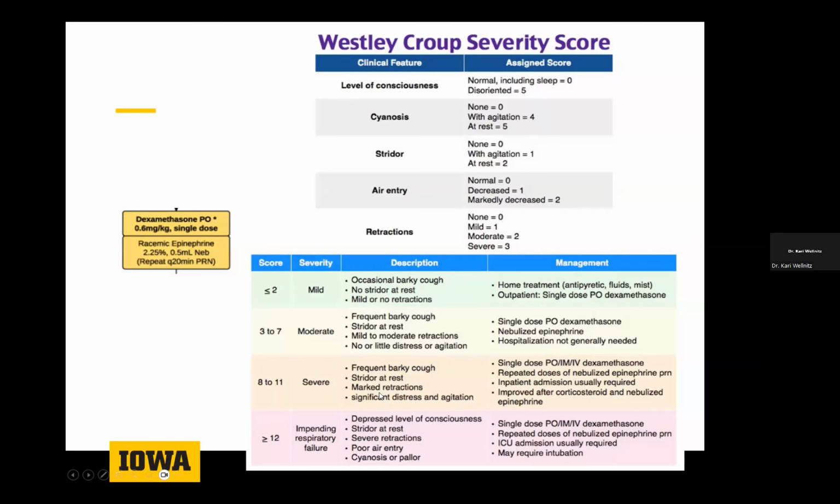Doing a single dose of Decadron, either PO or IM/IV, can be incredibly helpful. And in addition to using racemic epi, with the racemic epi, you can give repeated nebulized doses until you get them to the hospital that you're taking them to, or get them, for example, from the ED to the floor.